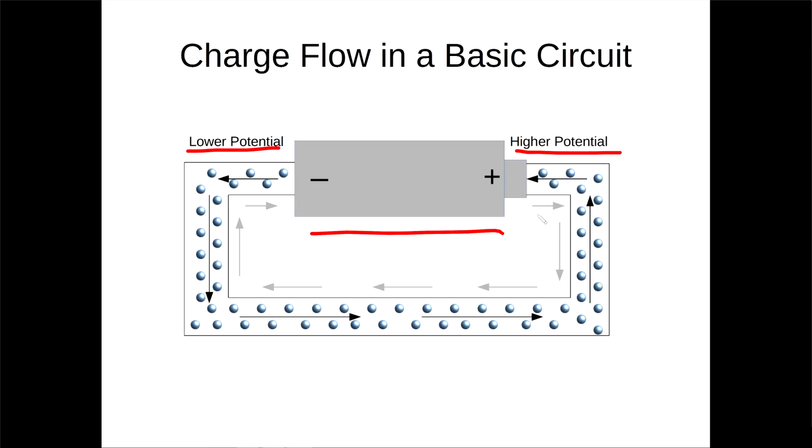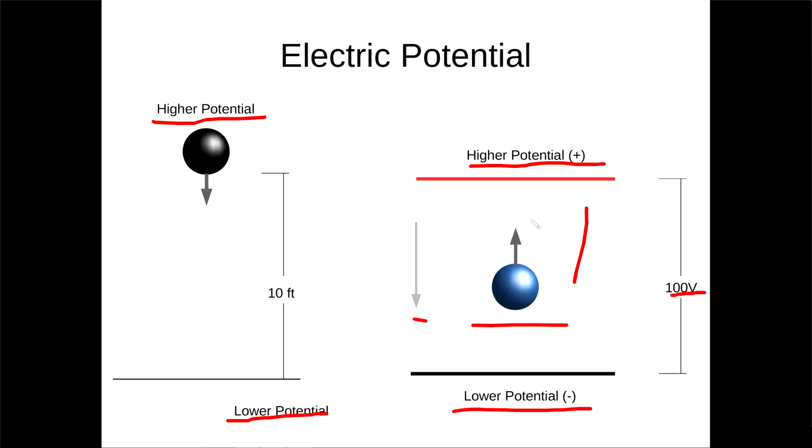But essentially, these gray arrows here represent the direction of the electric field. Remember the electric field from a few slides back, if we go back here, this gray arrow represents the electric field here, and it points from a high potential up here to a lower potential.